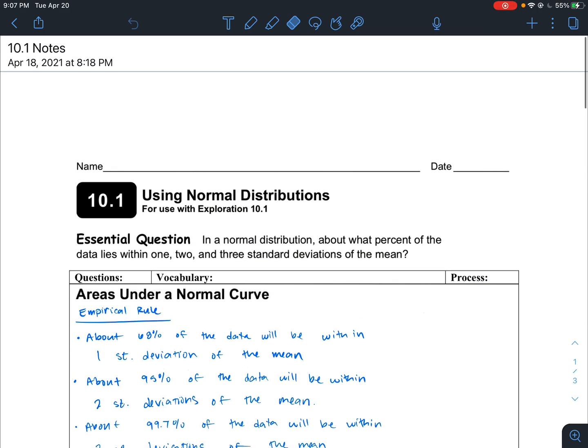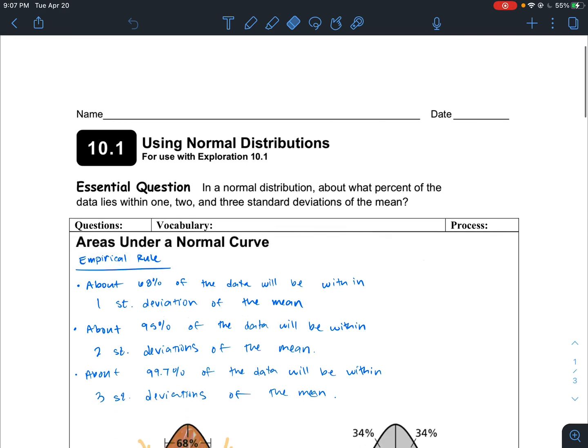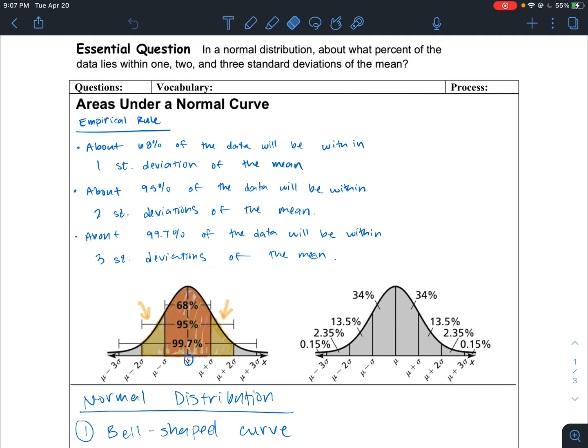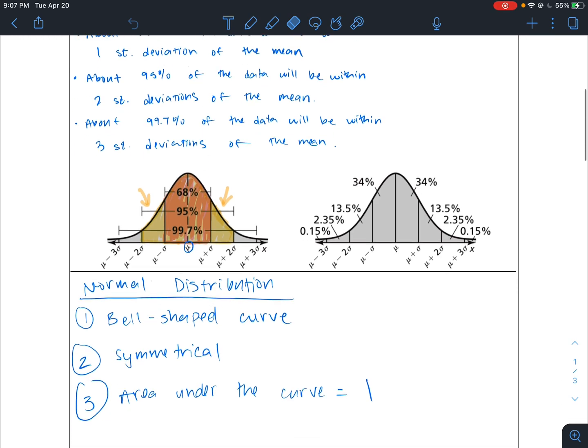We only covered the first part of 10.1 last time. Just as a refresher, in 10.1 we talked about normal distributions, and specifically the empirical rule, and we had a lot of problems where we used it. The empirical rule states that a normal distribution is a bell-shaped curve, symmetrical about the mean, and the area under the curve is 1, or 100%.